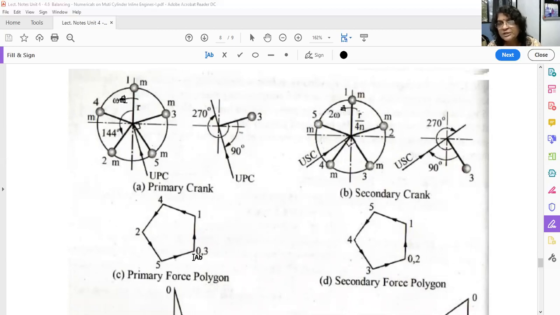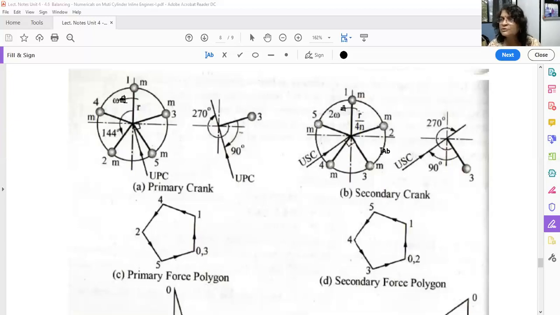So starting from 0 to 1, because 1 is upward. Then this is 4. So 1 to 4. Then 4 to 2, because this is 2. Then 5. So 2 to 5. And then 5 to 3, because this is 3. So starting point is O, ending point is also O. Okay. So this is a pentagon you are getting.